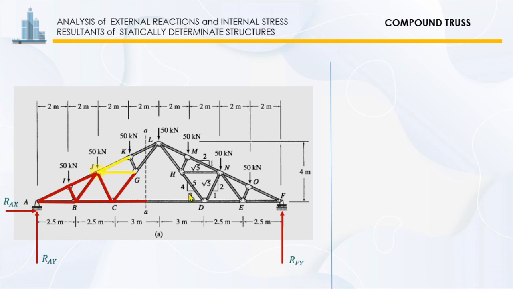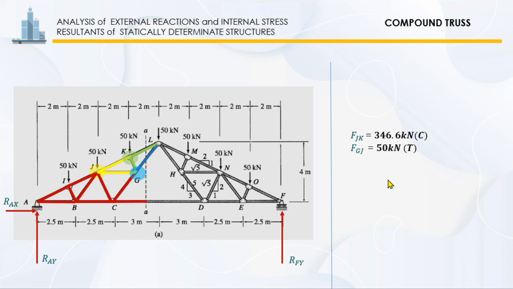Una, consider natin joint J, makakakuha tayo ng FJK and FJG. Then, next is i-consider natin joint K, makakakuha tayo ng FKL and FKG. Then, lastly, consider natin yung joint G, masosolve natin itong FGL. Ngayon, class, ito yon.